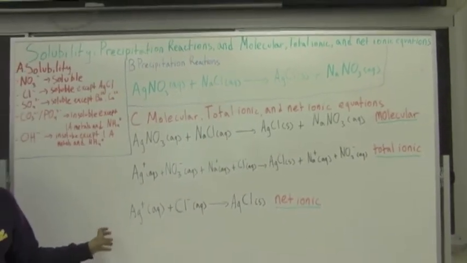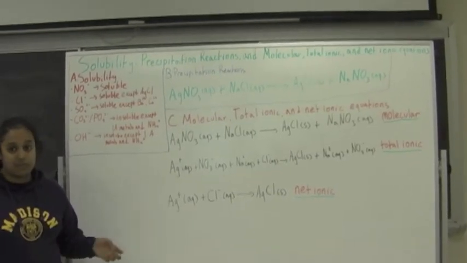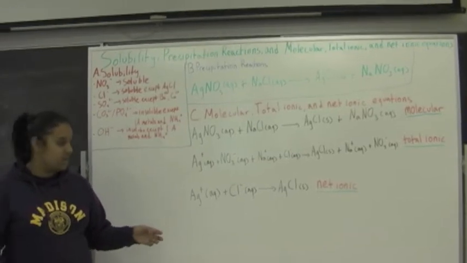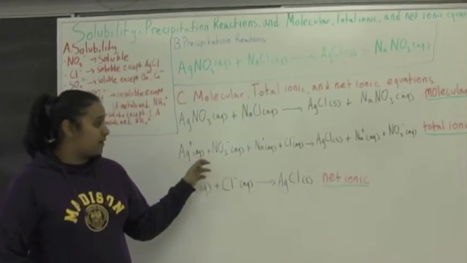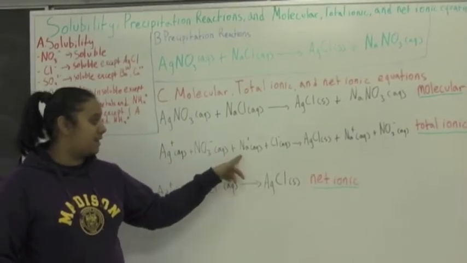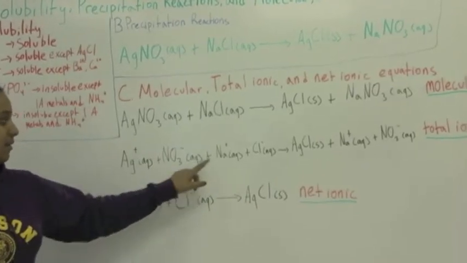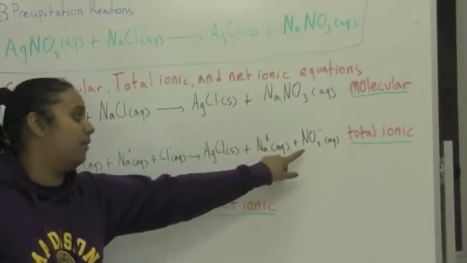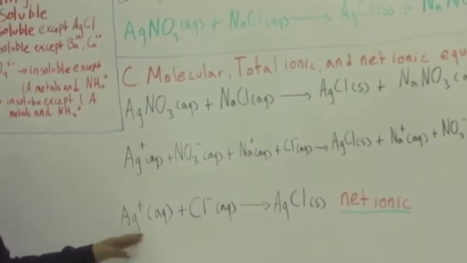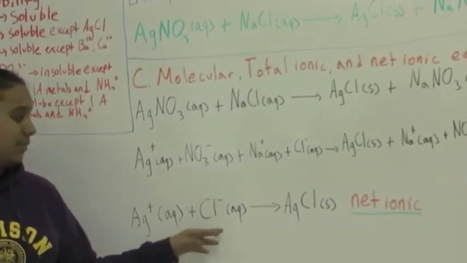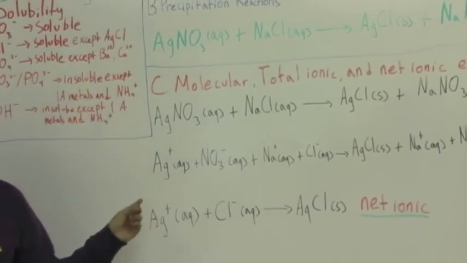Finally, your net ionic equation shows what is left over after you take away all of the spectator ions. So as you can see from the total ionic equation, the spectator ions are the NO3- and the Na+, because you can see them on both sides of the reaction. You can see it right here, and here, and there, and there. So your net ionic equation will be Ag+ aqueous plus Cl- aqueous yields AgCl solid. And that's your net ionic equation.